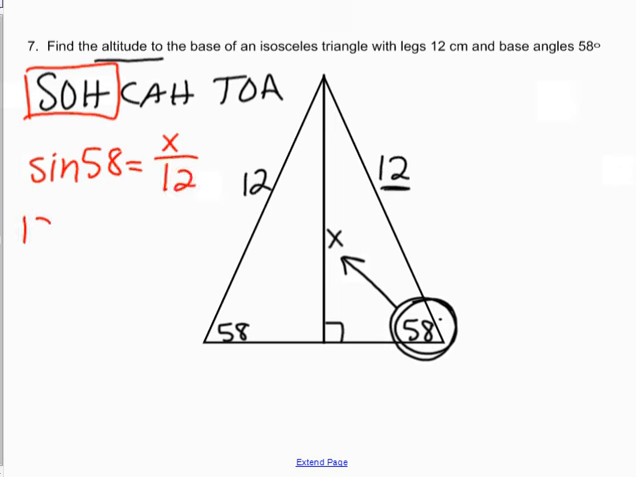All right, so 12 times the sine of 58 equals x. And then you type it into your calculator, and you get x equals 10.2.